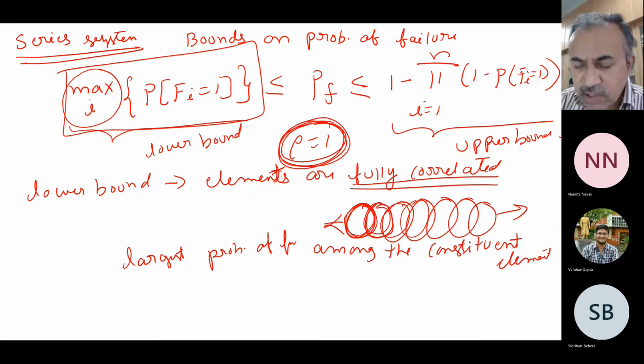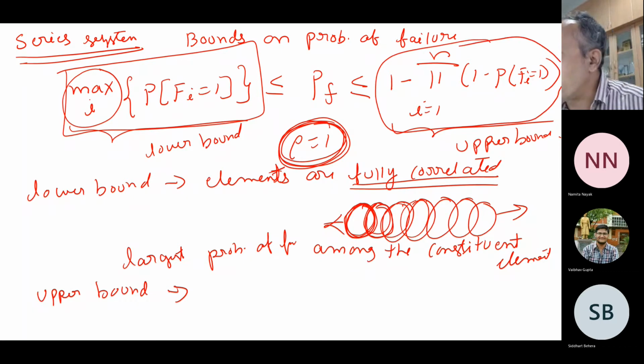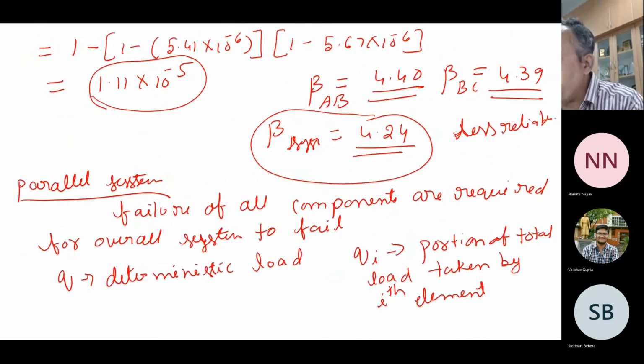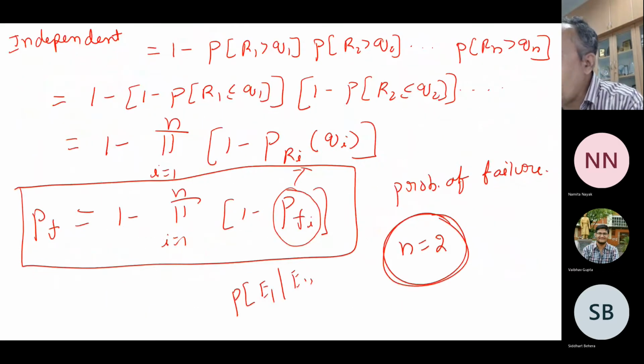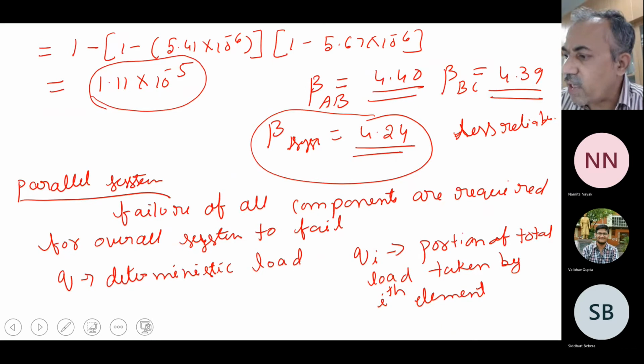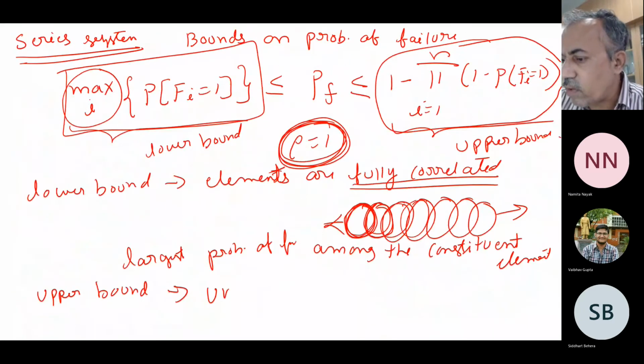Okay, now the upper bound, say. So this upper bound comes from where? That expression is the same as this expression. How did we arrive at this expression? 1 minus the product over i equal to 1 to n of (1 minus p). How did we arrive at this expression? Assuming the failures to be independent. Independent or uncorrelated kind of thing. So that is the upper bound. You followed? So upper bound means uncorrelated. Okay, that means rho is equal to 0.